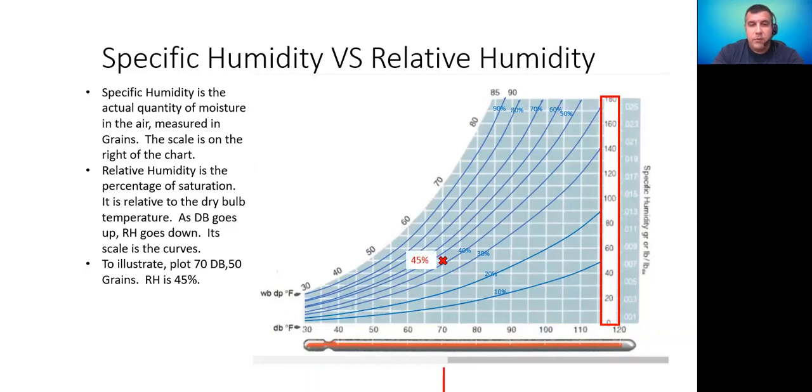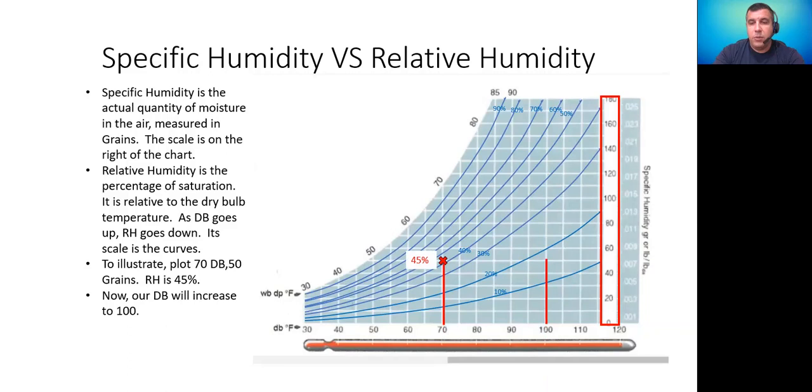Now, what happens when we increase our dry bulb temperature to 100? We're going to heat our air to 100. Now, we're not adding any grains of moisture. We're not adding any moisture to the air. We're strictly heating the air to 100 degrees.